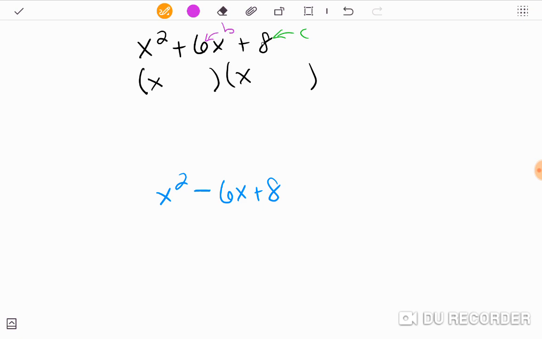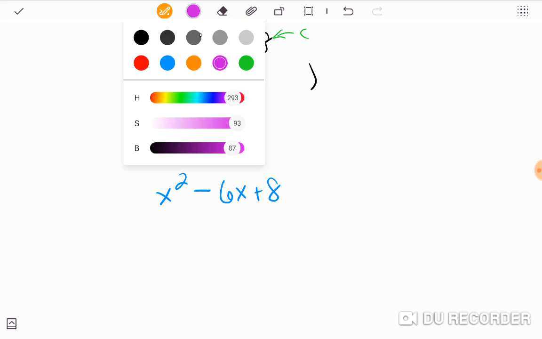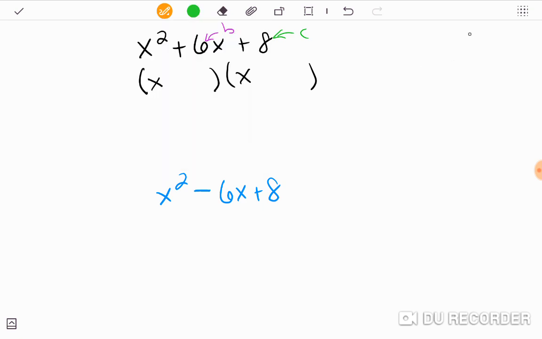Okay, so we need the factors of 8. Because this one is all positives, we know that both of our factors are going to be positive, because you can't multiply two negatives and add them together to get a positive. It can't happen. So we have to figure out the factors of 8. We'll have 1 and 8, and we'll have 2 and 4. Remember, factors of C add to get B. Which of those factors add to get 6? 2 and 4.